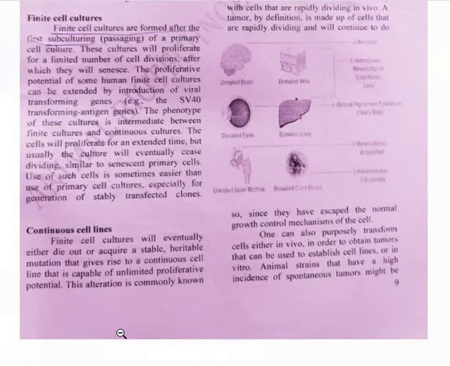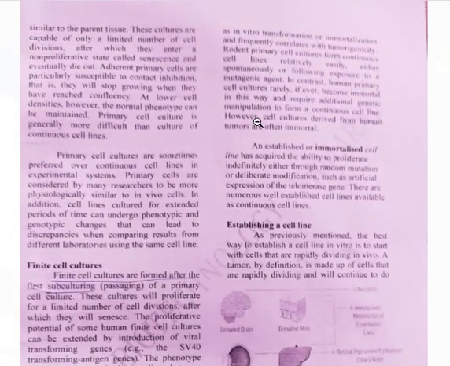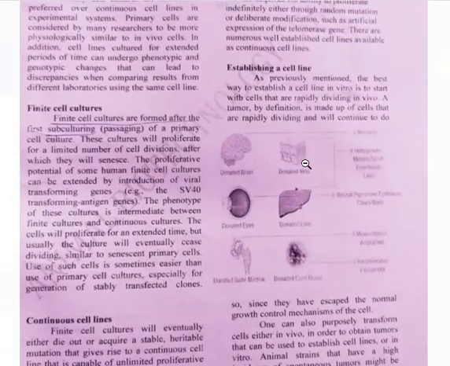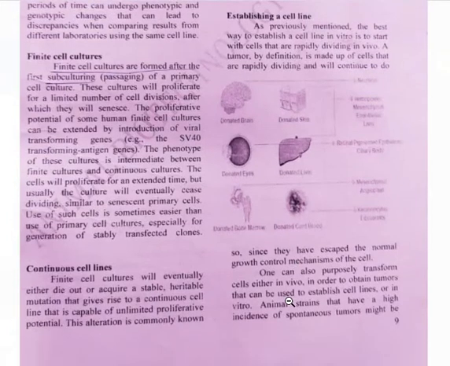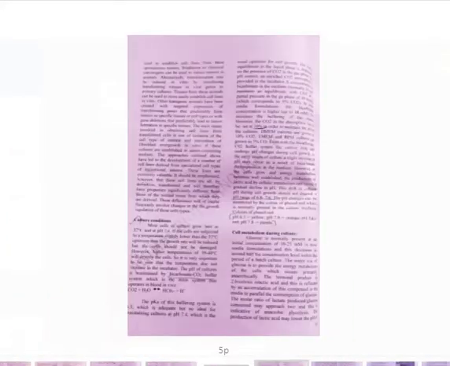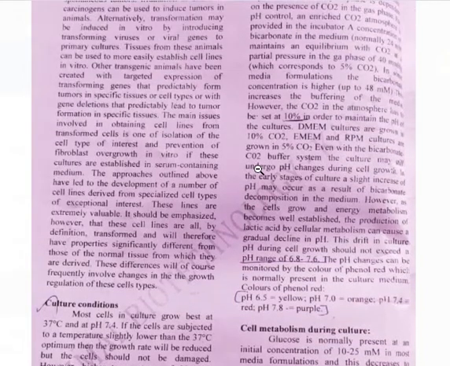Continuous cell lines: you can culture them numerous times, and you can get immortalized cells using this continuous cell culture. Then culture conditions: we normally maintain a pH of 7.4 and 37 degrees Celsius, and a carbon dioxide incubator can be used. The pH has to be very carefully noted while you are doing animal cell culture.